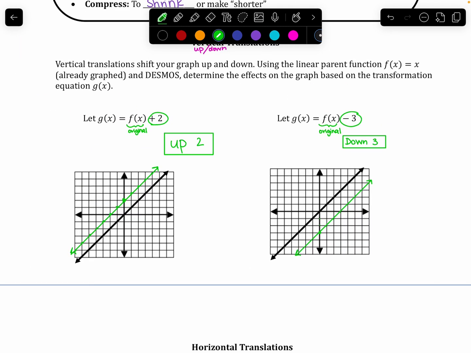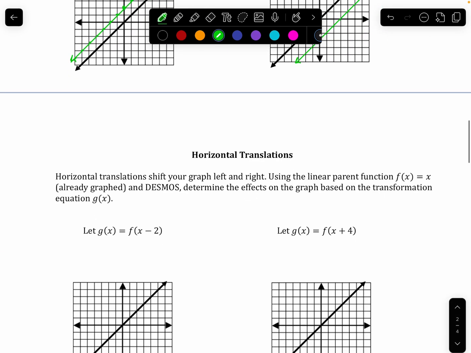So if you have a number at the back of f of x, outside of the parentheses, just hanging on to the back, it's going to do what you think it's going to do. It's going to shift your graph up or down depending on whether you have a positive or a negative value.